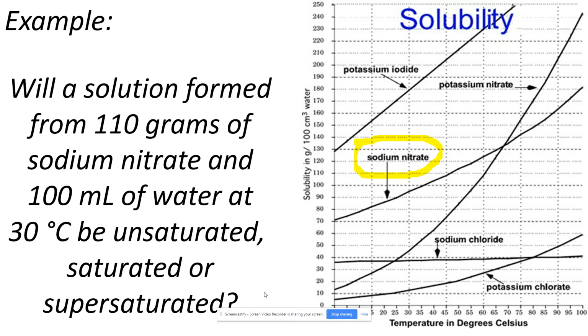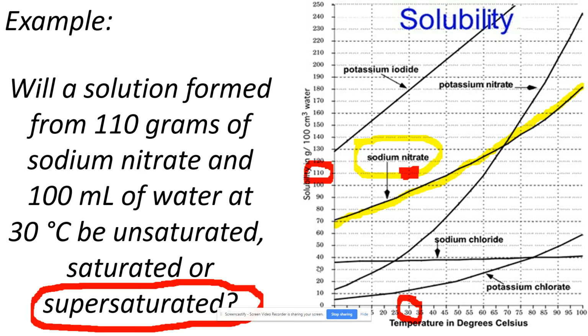So following my own modeling, I find the curve, there we go, sodium nitrate. Read the temperature, go up to the curve, go across, and find the solubility. Or in this case, the point at which they're speaking of. And guess what? That point is above the curve, therefore it is supersaturated.